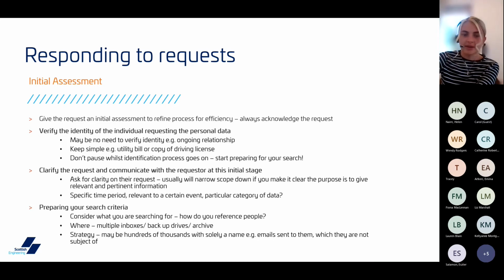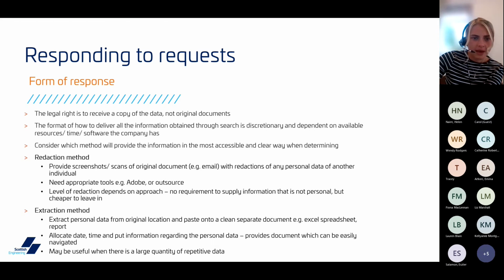And as well, just like I said before, having a strategy of how you're going to carry out the request. So you might have hundreds of thousands of results solely using their name. This might include emails, which they're just the recipient of, but they're not actually the data subject of that email. So really thinking about what you're going to include when you get back to them. And again, a big one is the form of the response. So once you've got your information, how are you going to get everything you've found on your search back to the requester?